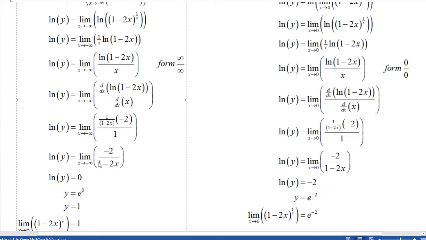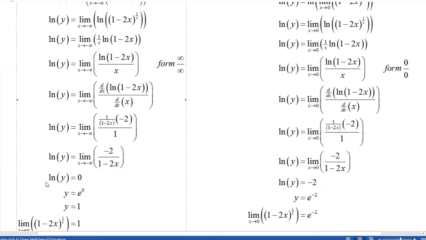So this rewrites as negative 2 over 1 minus 2x. We want the derivative as x goes to infinity. This one is the form basically -2 over infinity. This is going towards 0. Okay? And so that limit is 0.